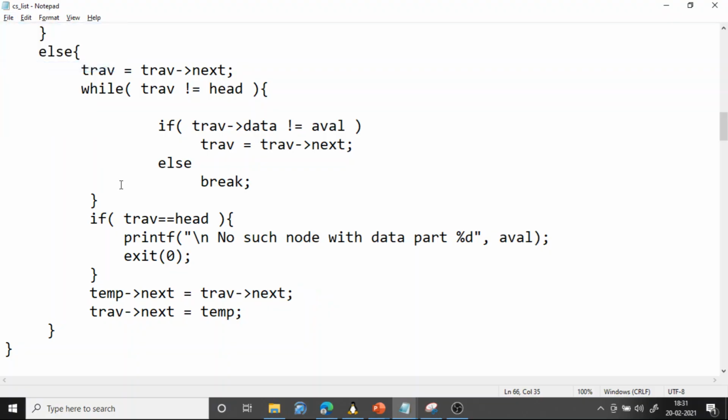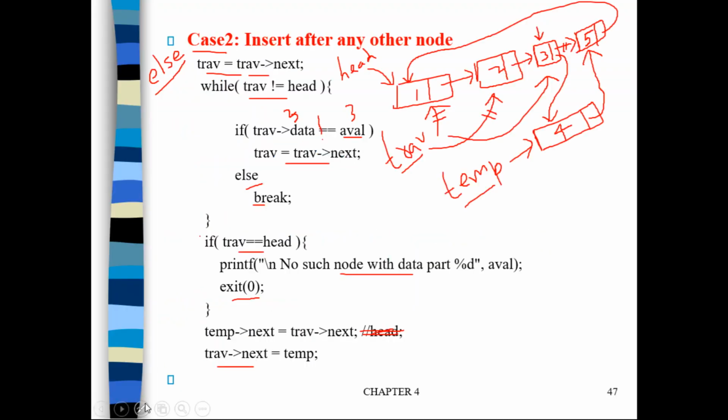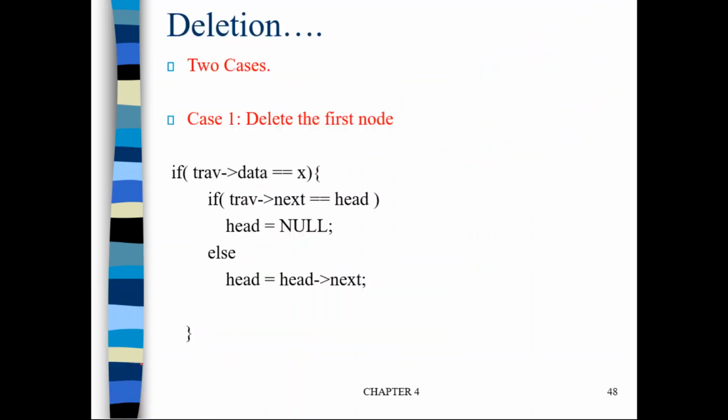Temp is the new node. The new node's next will point to where the node after which you want to insert, that node's next, was previously pointing. And the node after which you want to insert will have its next point to temp, which is the new node, right? Okay, fine. So this is how we insert a node into a circular singly linked list. Next, deletion. Again, deletion will be discussed under two cases: deleting the first node and deleting any other node. So case one is deleting the first node.